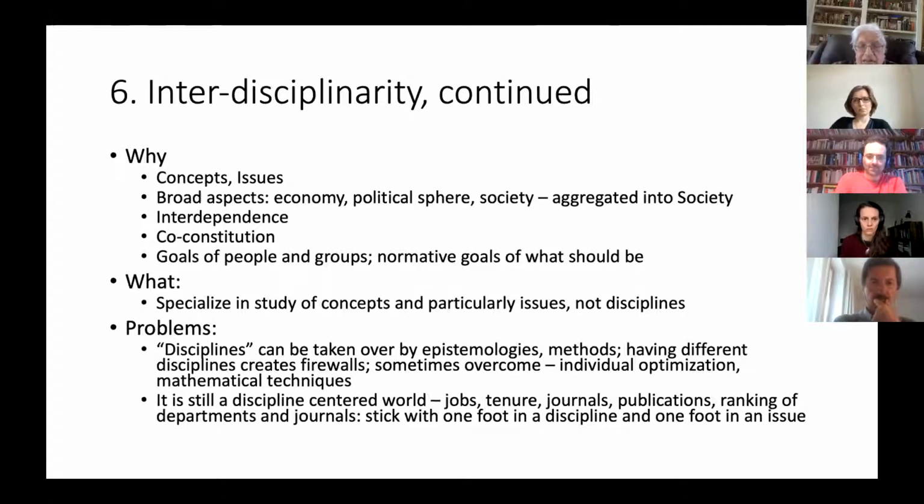Now, the problem, of course, is that disciplines can have a nice thing. They're taken over by particular epistemologies, ways or methods, and it's good to have a firewall. Otherwise, if there weren't any, maybe economics would take everything over. And the second thing is, of course, we have jobs, tenure, journals, publications, and you need to have one foot in one discipline and one foot in an issue. Okay, so I'm sorry I didn't get to the main slides later, but perhaps that will come up in the discussion. Thank you.